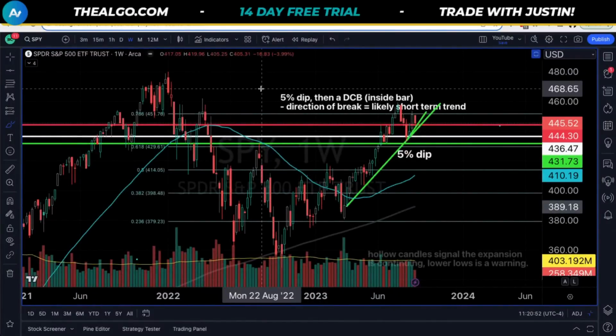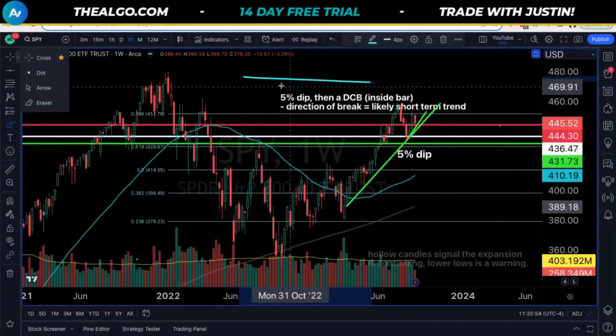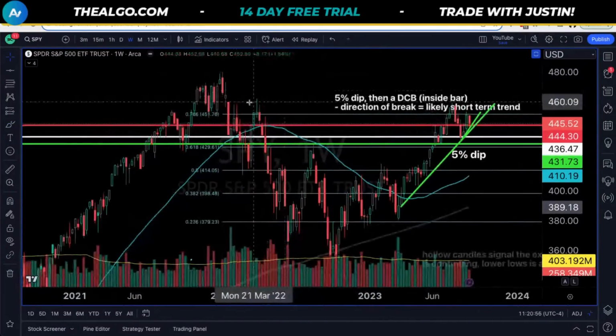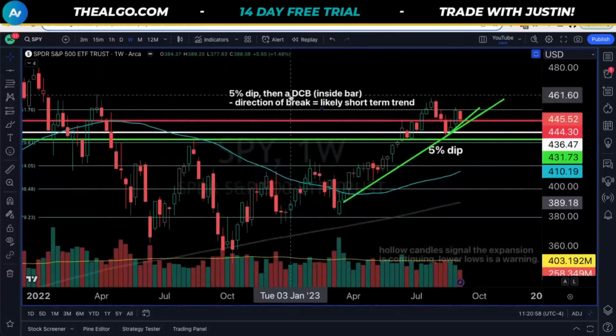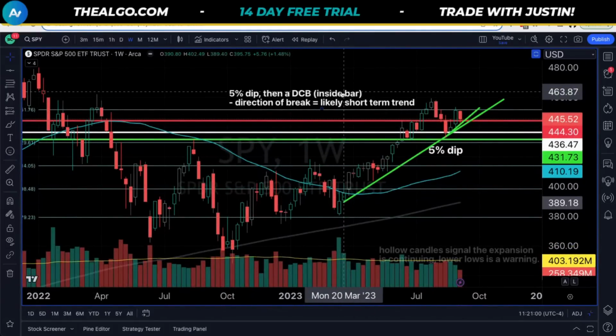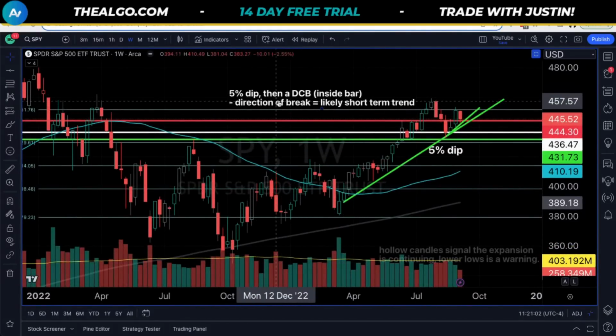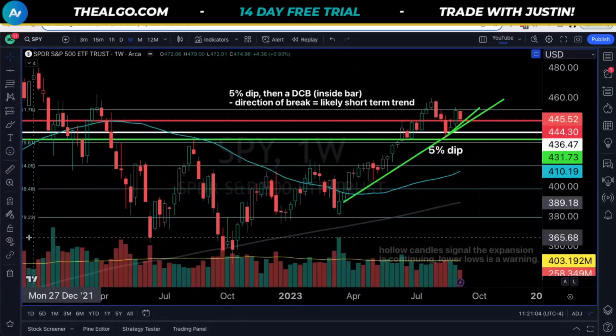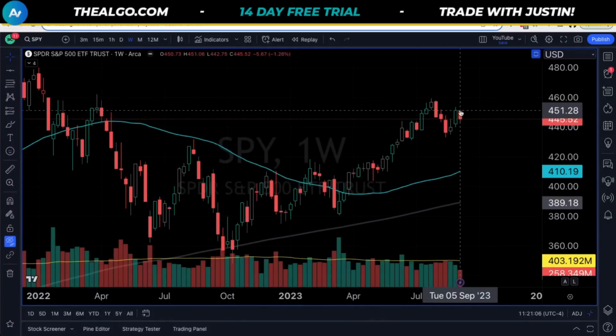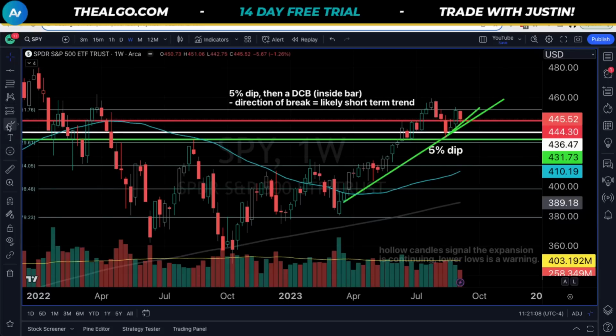So just like here on S&P, where we were calling for a correction, going back to this most recent move, what happens? Well, a dead cat bounce into an inside bar. What does that mean? Well, it means the direction of that break is likely the short-term trend. We have yet one more inside bar. So if we get a bullish break, it means we're probably going back to that seasonality chart.